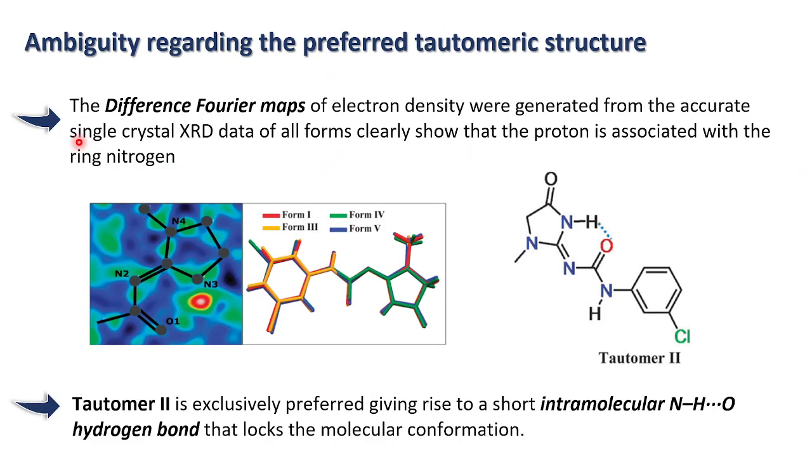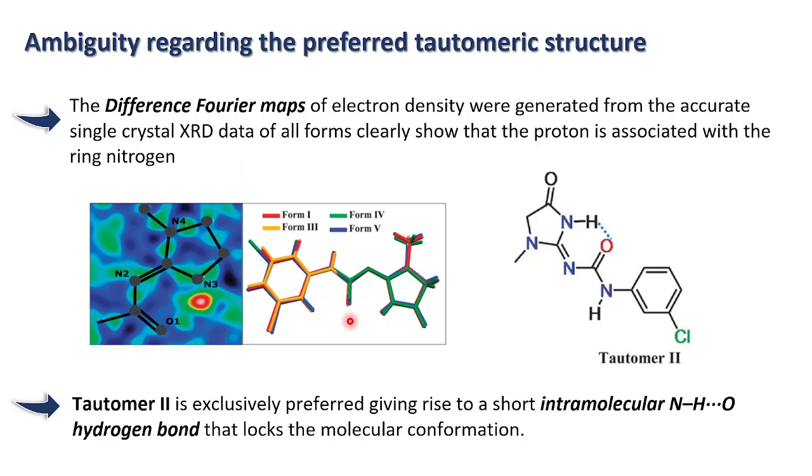Okay, then before mentioning the synthesis of phenobam, we are facing a problem. There are two tautomers, tautomer 1 and tautomer 2. Which tautomer is going to form these polymorphs? That's the main ambiguity. Ambiguity means confusion we are facing. Ambiguity regarding the preferred tautomeric structure. Which is the preferred tautomeric structure?